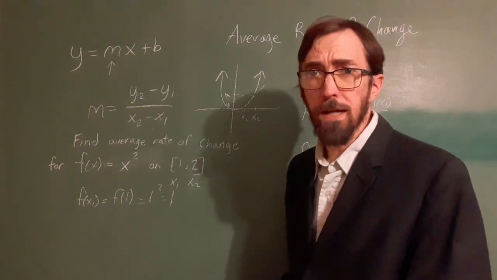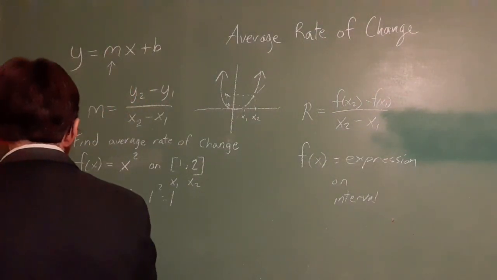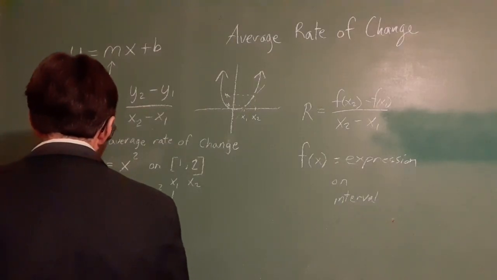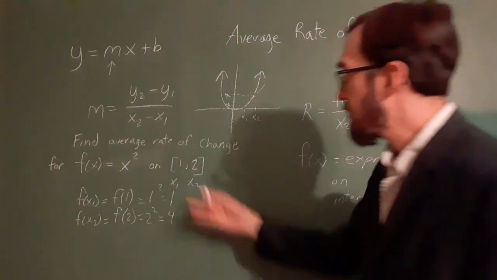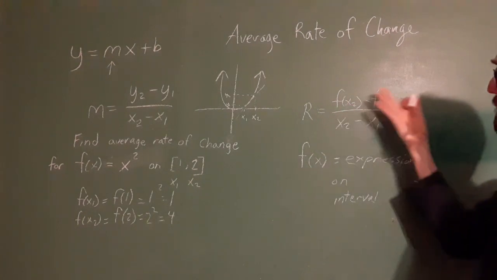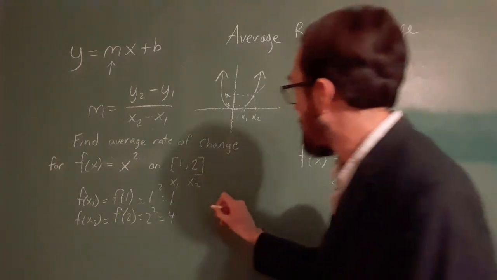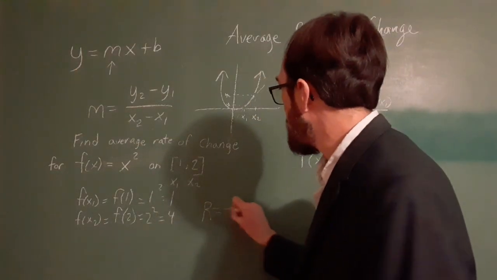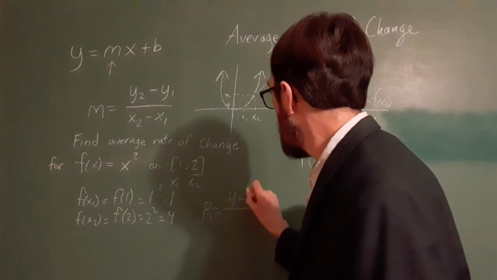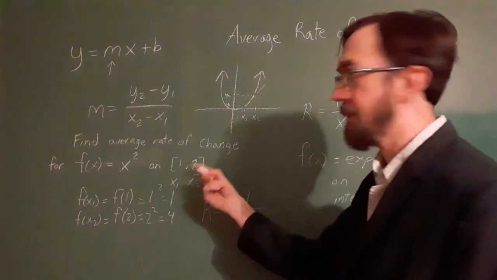And then do the same thing for f of x sub 2. So these are essentially our y values that we're plugging into here, or the f of x sub 2 minus f of x sub 1 that we're plugging in here. So I'm going to go ahead and do that calculation right here. R is going to be equal to 4 minus 1. And then the denominator is 2 minus 1. There's nothing to calculate here.